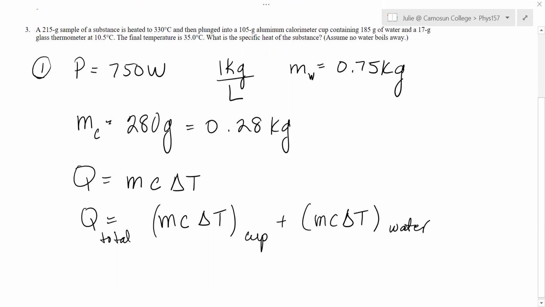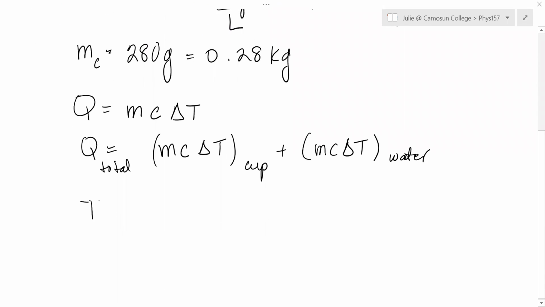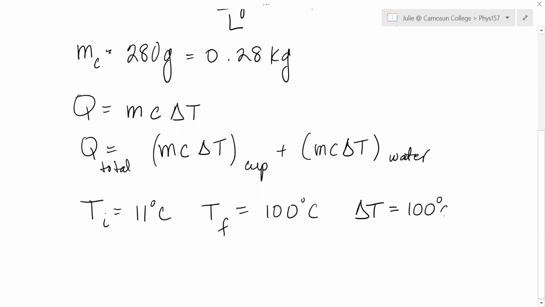Now the changes in temperature, the initial temperature of the cup and the water is 11 degrees Celsius, and the final temperature would be 100 because it's just coming to a boil. So you would have to know the boiling point of water. I think everybody does know that. It's 100 degrees Celsius. Freezing point of water is 0 degrees Celsius. So the change in temperature here is 100 minus 11, and so it's 89 degrees Celsius.